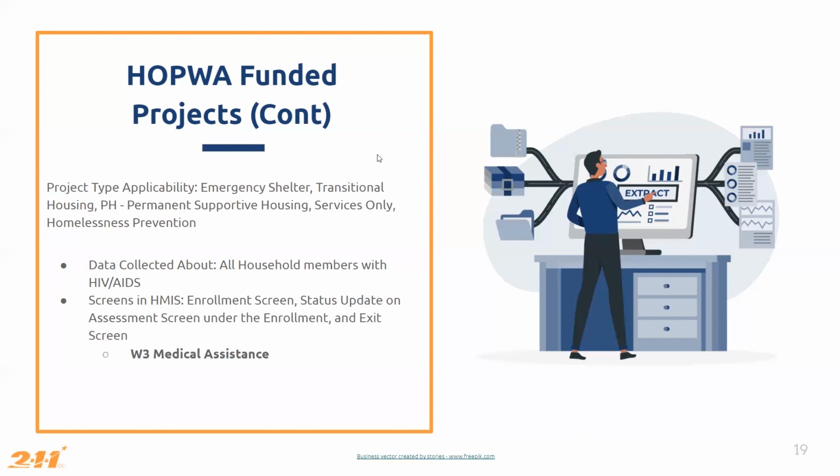Continuing on with this, for the medical assistance, the project type applicability for this one is going to be the emergency shelters, transitional housing, permanent supportive housing projects, services only, as well as homelessness prevention. This data is going to be collected about all household members that have AIDS or HIV. The screens in HMIS that will be applicable are going to be the enrollment screen, the status update on assessment screen under the enrollment, and also the exit screen.